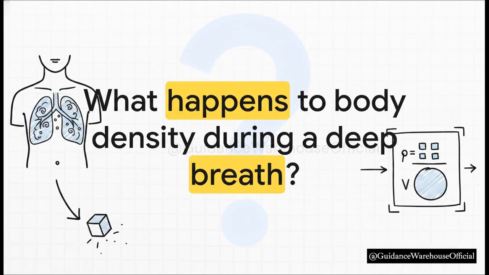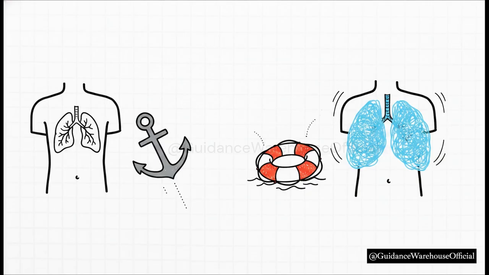Keep our formula in mind, rho equals m over v. Here's the key. When you inhale, your lung volume expands significantly. That's your V, your denominator, getting bigger.